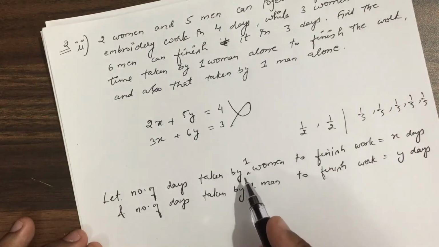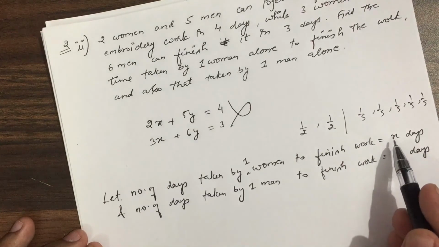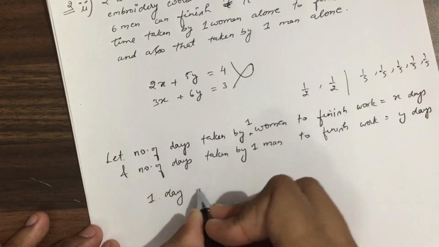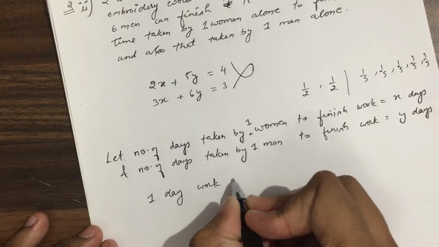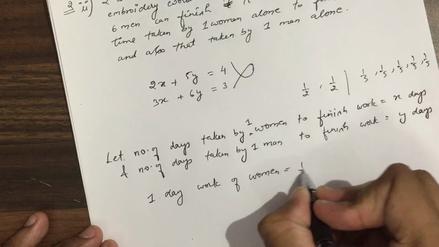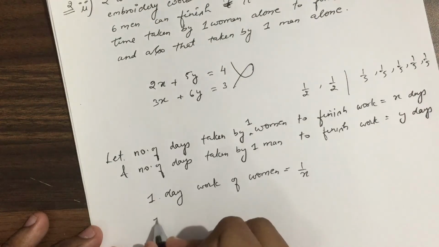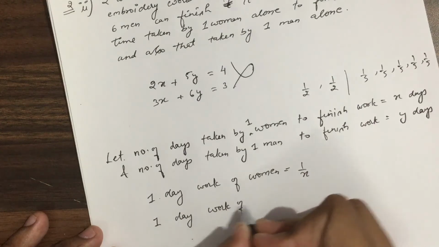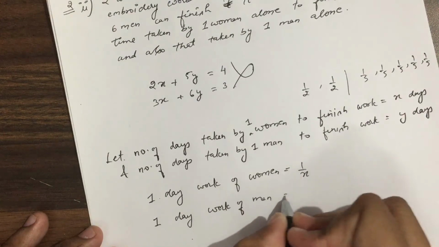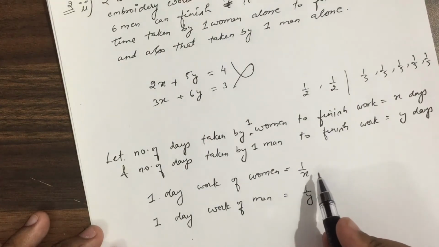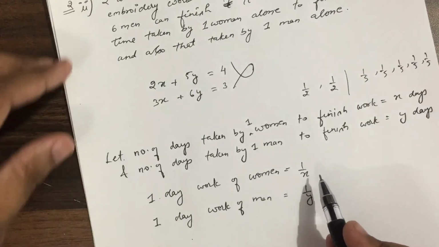So woman takes x days to complete total work. So we can say that one day work of woman will be 1/x. Similarly, 1 day work of man will be 1/y. This is the concept we will be using. Now come to the question.